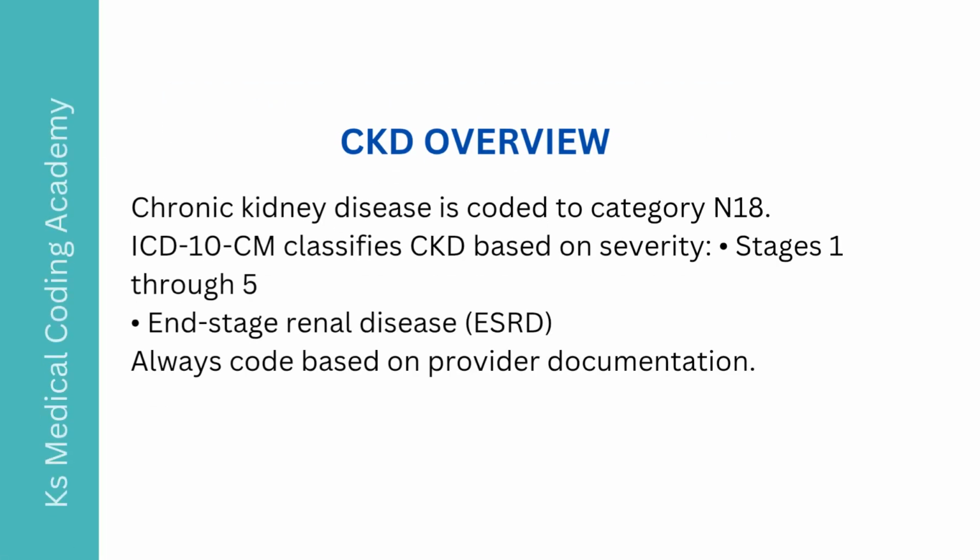CKD overview. Chronic kidney disease is coded to category N18. ICD-10-CM classifies CKD based on severity levels called stages. These stages range from stage 1 to stage 5, along with a separate code for end-stage renal disease. Always code CKD strictly based on provider documentation.